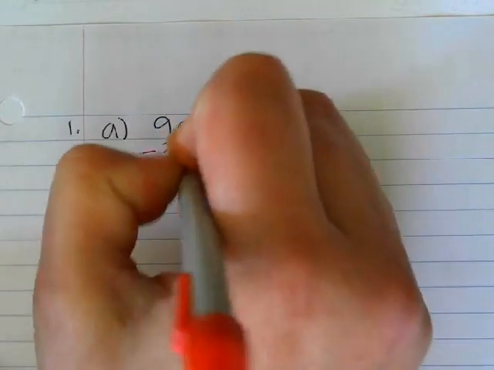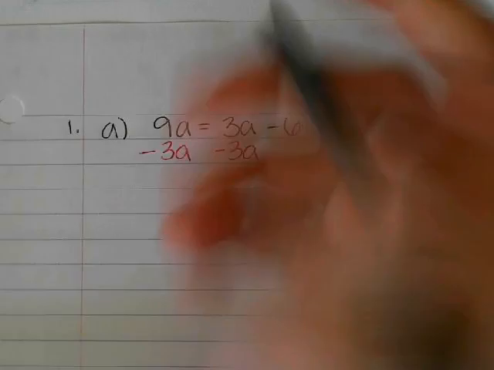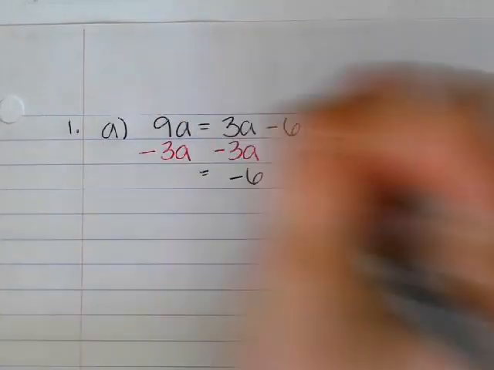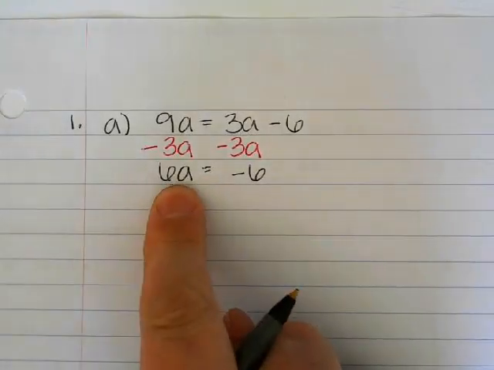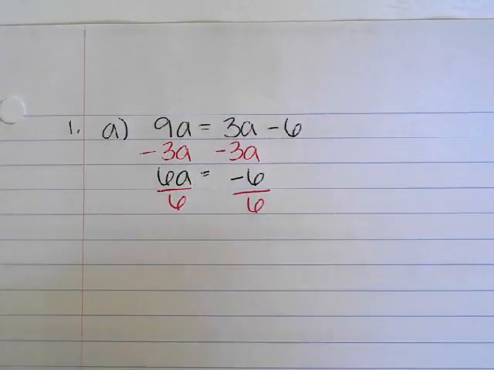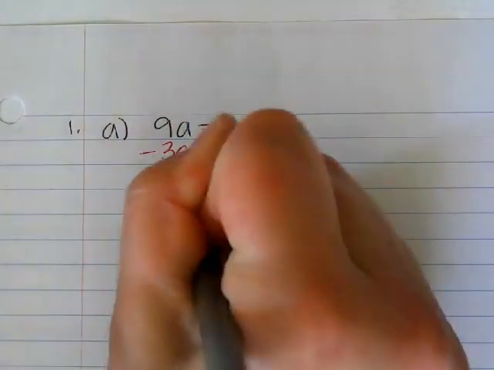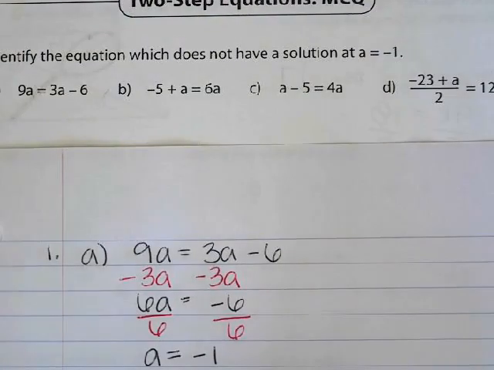So on the right side, all we have is negative 6. And then what do we have on the left side? 6a, okay. And if we have 6 and a written right next to each other, what does that mean? It means they've been multiplied, so we're going to divide. Divide by 6. And so a equals negative 1. The instructions asked us to find the problem that doesn't have negative 1 as an answer, and so it is not A. Okay, let's try B.